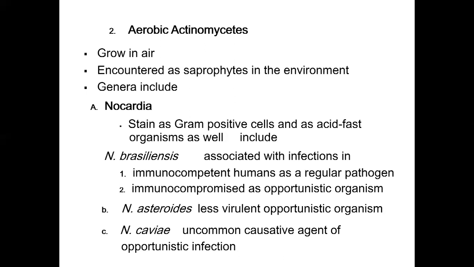Then there's Nocardia asteroides. The A for Nocardia brasiliensis, I think, got deleted. So these are two species of Nocardia. Nocardia asteroides is less virulent, and is encountered as an opportunistic organism. And then a third one is Nocardia cyriacigeorgica, again an uncommon causative agent of opportunistic infection. So those are three examples of Nocardia species that we wish to mention this morning, but again, there are other names.